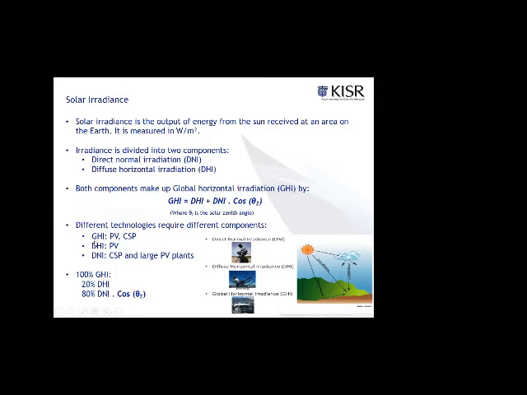It's important to know these components, because not all solar technologies can use both components. For example, photovoltaic panels can use global horizontal irradiation. There's no problem. PV can also use the diffuse horizontal irradiation. However, if you want to use concentrated solar power and large scale PV plants, you need the direct normal irradiation component of the irradiance.